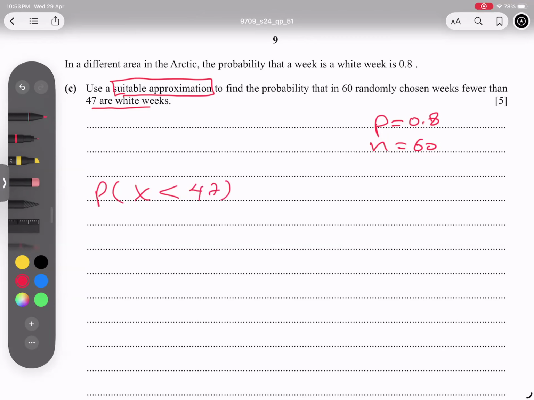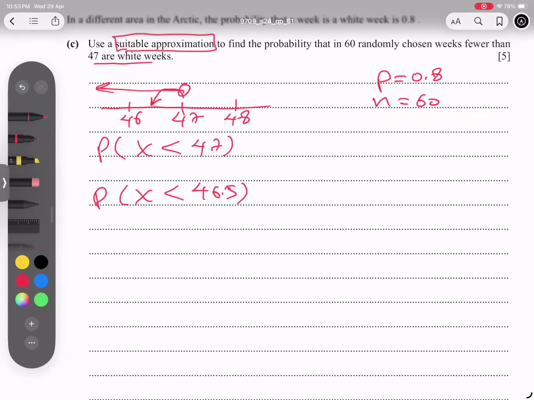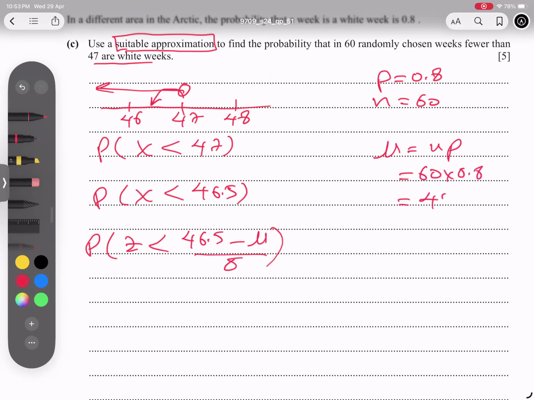Whenever we use a suitable approximation, we have to apply continuity correction: one value bigger and one value smaller, and from here go backwards by 0.5. So x is less than 46.5. Now I have to convert, which is 46.5 minus the mean, divided by the deviation. We find the mean as np: n is 60 and p is 0.8, so 6 eights are 48. So mu is 48.